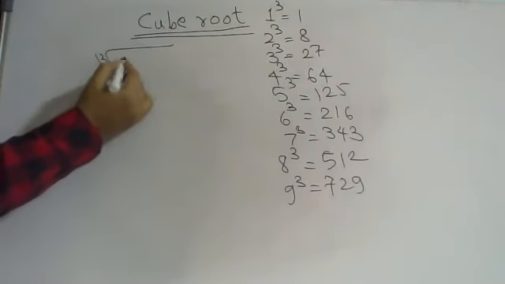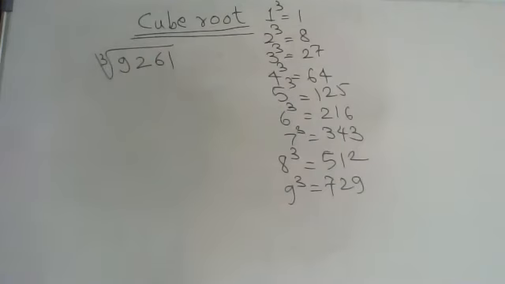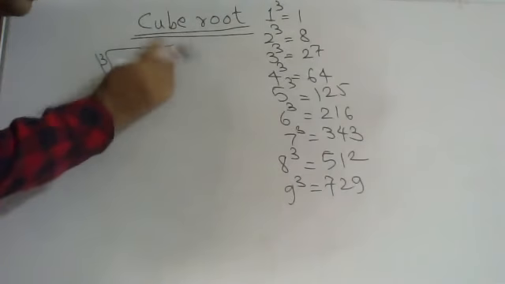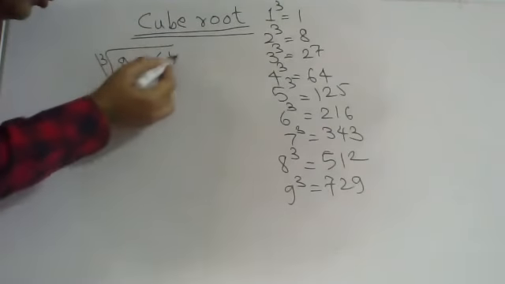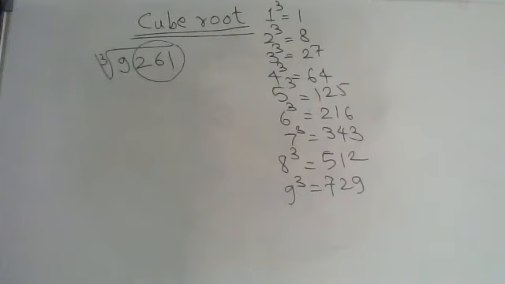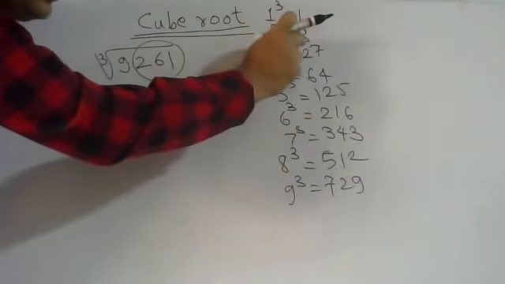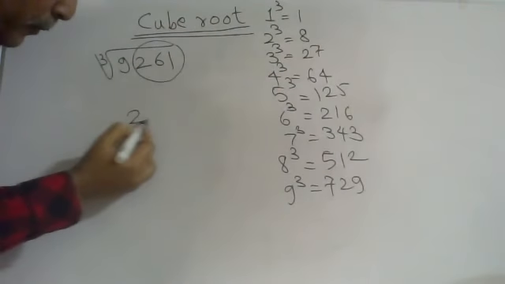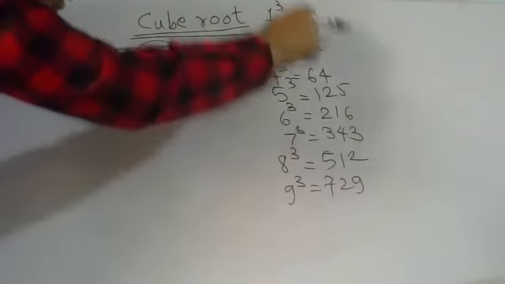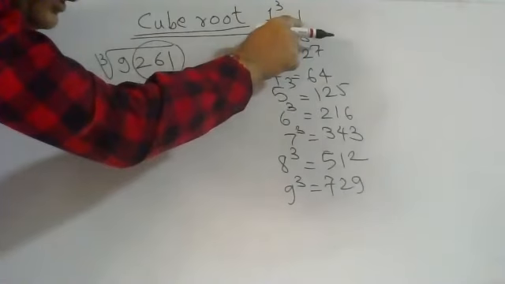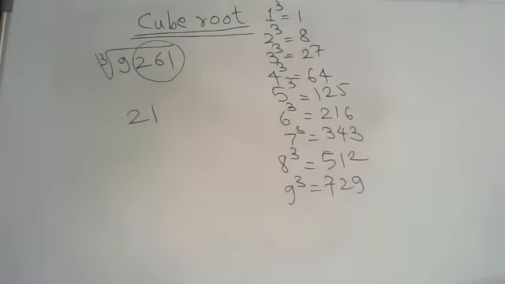Cube root of 9261. In square root, we take aside 2 numbers, but in cube root, take aside three numbers. Cube near to 9 is 8. So write down 2. Unit digit, just see 1 in the unit digit here is 1. So your answer is 21.